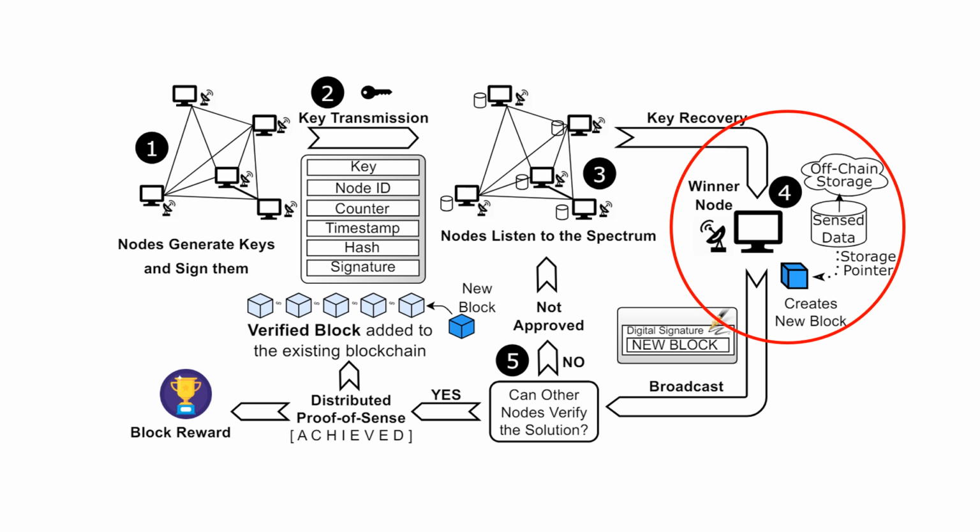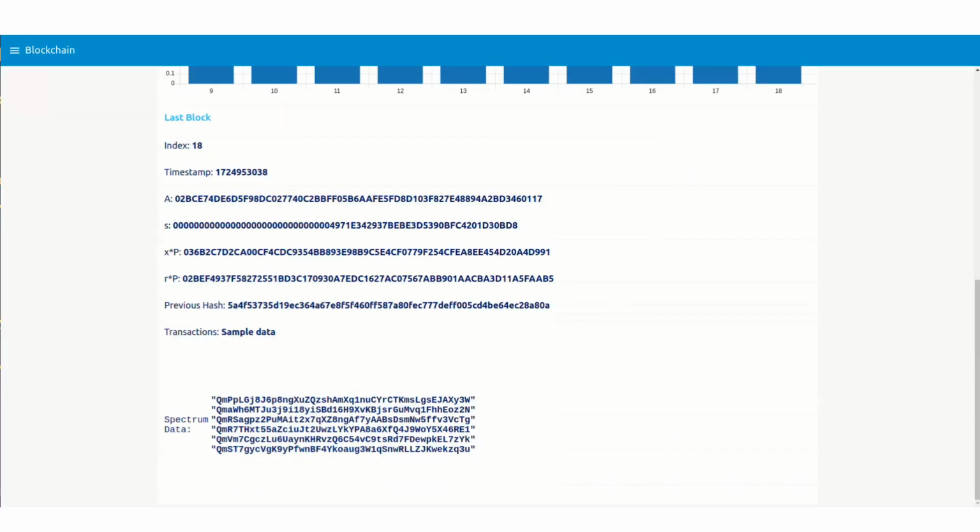In the next step, we generate the block. To generate the block, we need certain data such as the proofs associated with the key recovery and also the spectrum data we collected. Here you can see we have added the spectrum data into the block. Here on our dashboard, you can see the details of the last block.